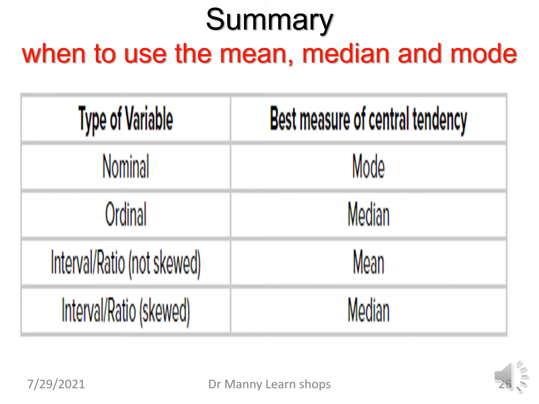So in summary, when do you use the mean, the median, or the mode? It depends on the type of variable. So with a nominal variable, the mode is the best measure of central tendency. For an ordinal variable, the median is the best measure of central tendency. When we're looking at the interval or the ratio that's not skewed, the mean is the best. When we're looking at the interval and the ratio and it's skewed, the median is the best.